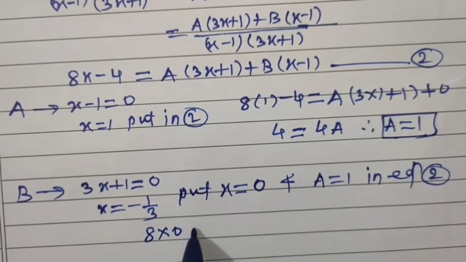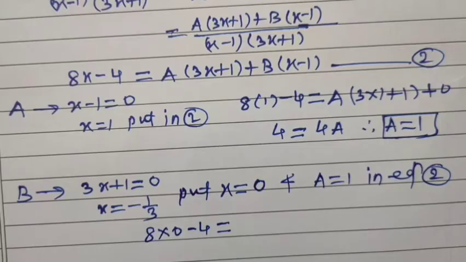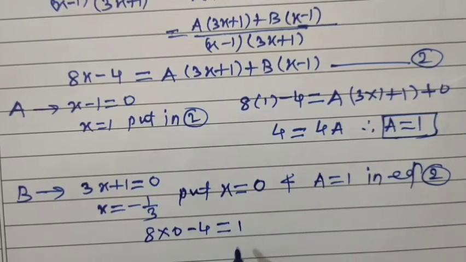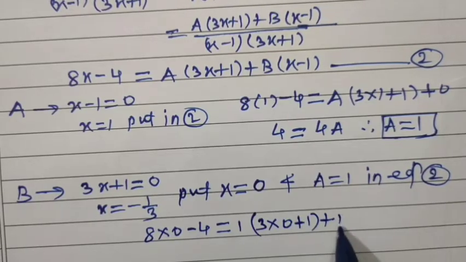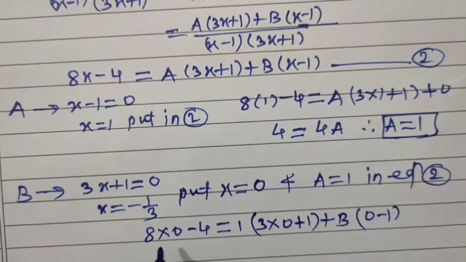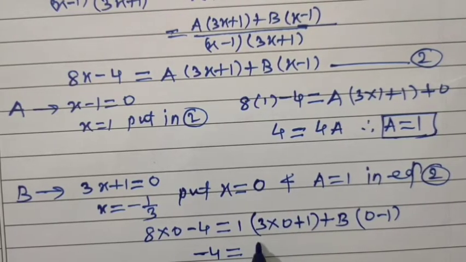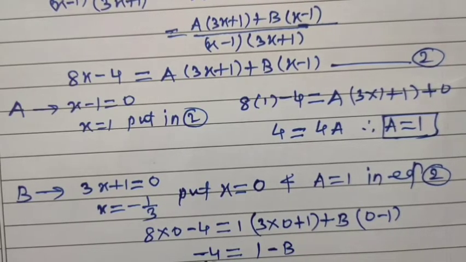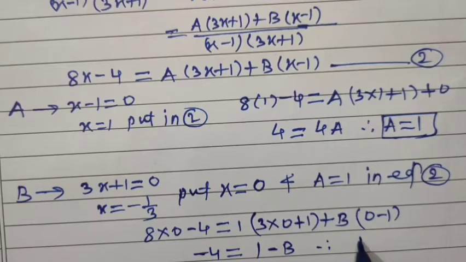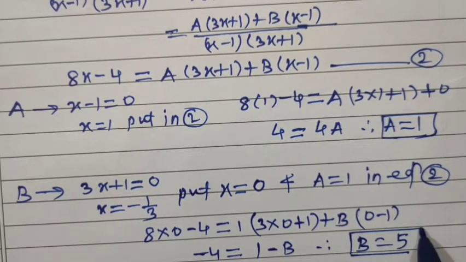8 into 0 minus 4 is equal to, value of a is 1, 1 into 3 into 0 plus 1 plus b into 0 minus 1. So 8 into 0 is 0, left hand side minus 4 only, this is equal to 3 into 0 is 0, 0 plus 1 is 1, 1 into 1, 1 plus b into minus 1, minus b. Take this one on this side, so we can write b is equal to 4 plus 1, 5. This is value of constant b.